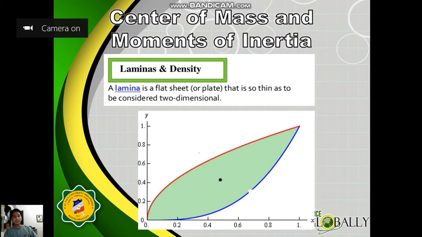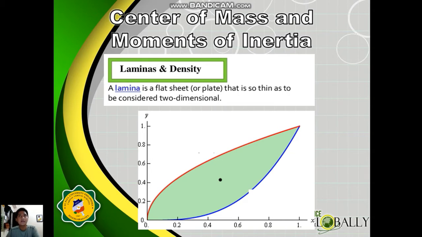We proceed to the application of double integral. So we have the center of mass and moments of inertia. We first discuss what is a lamina. A lamina is a flat sheet or plate that is so thin as to be considered two-dimensional.